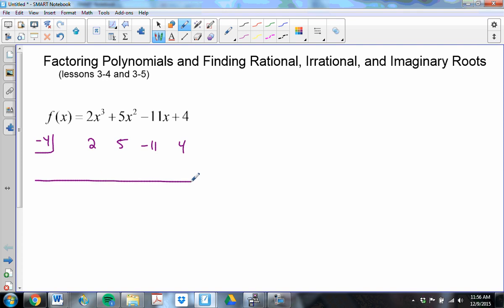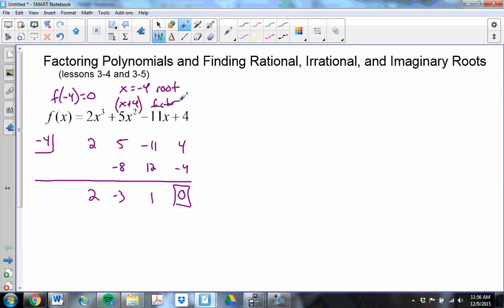I drop down the 2 and I multiply. -4 times 2 is -8, and I add 5 minus 8 is -3, and I multiply. -4 times -3 is 12, and I add. -11 plus 12 is 1. Multiply, add. Since this came out to 0, this tells me that f of -4 equals 0, which means that x equals -4 is a root, or a 0, and that x plus 4 is a factor.